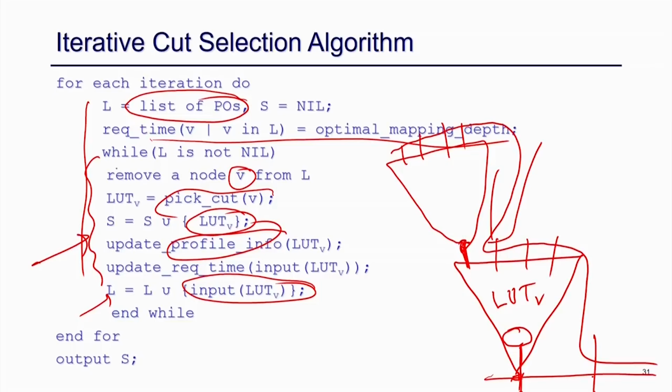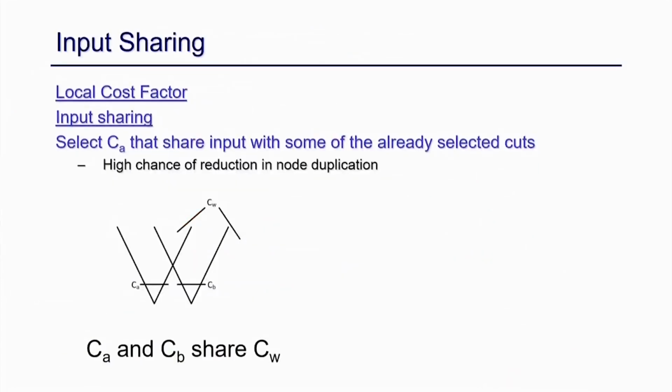After this while loop I have one solution. This is one cart, this is maybe another selected one, and so on. Once we have this, in the next iteration I am going to use the timing information of the previous selection, so that I can decide whether my current iteration is better or not. This is how the whole algorithm works. Now, thinking about the local cost factors, one of them is input sharing, which is very important, and I also mentioned it earlier.